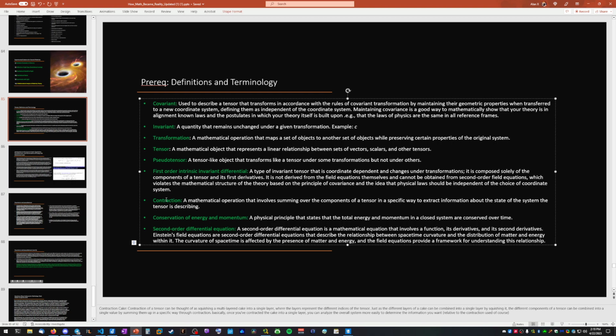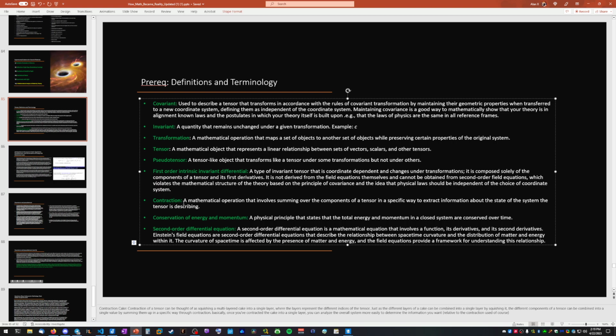So we'll go into what contraction means, because that's how you can analyze what's going on with the tensor, and you can determine if it's derived from the field equations or if it's derived from a pseudotensor that was derived from the field equations. And if that's the case, then you've got yourself a first order intrinsic invariant differential, which doesn't exist within the system, and it's just kind of an ad hoc explanation.